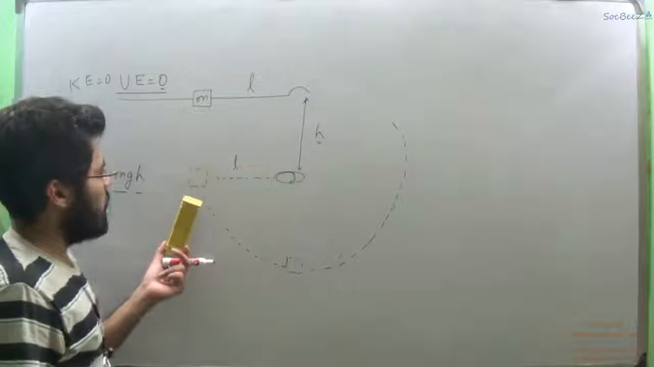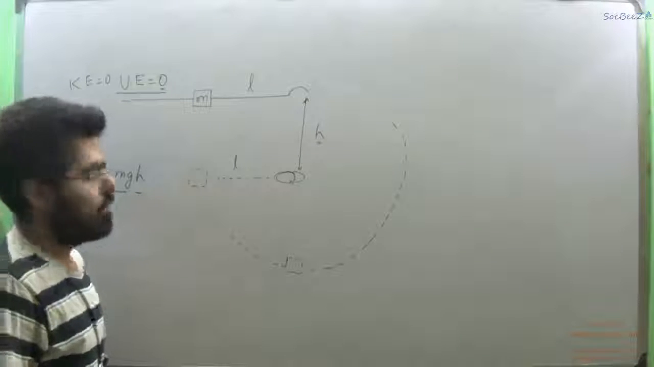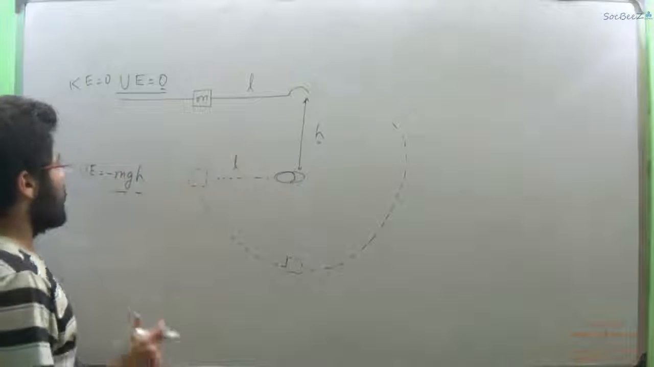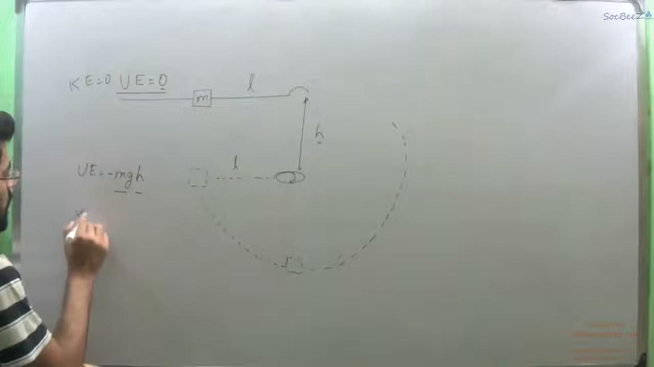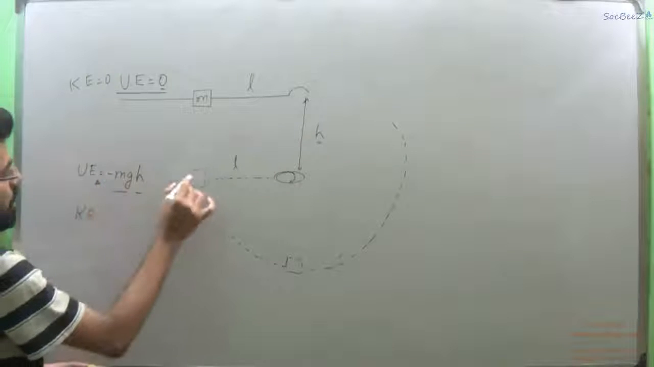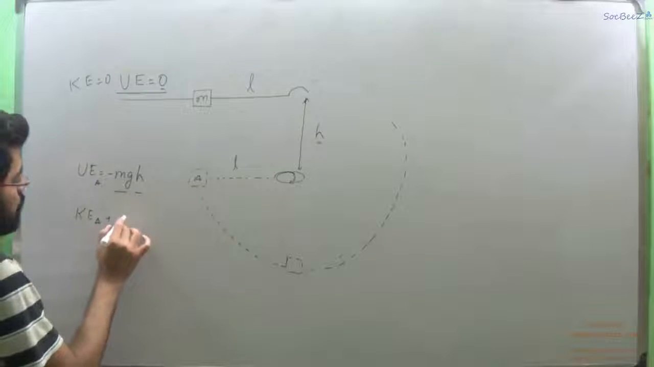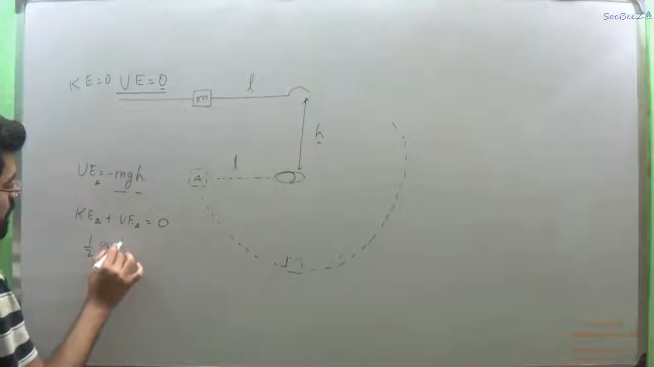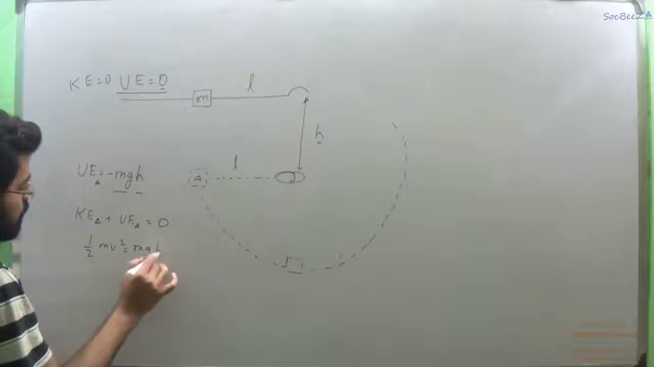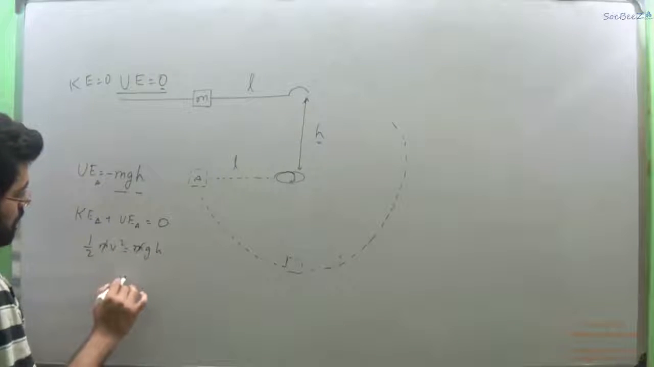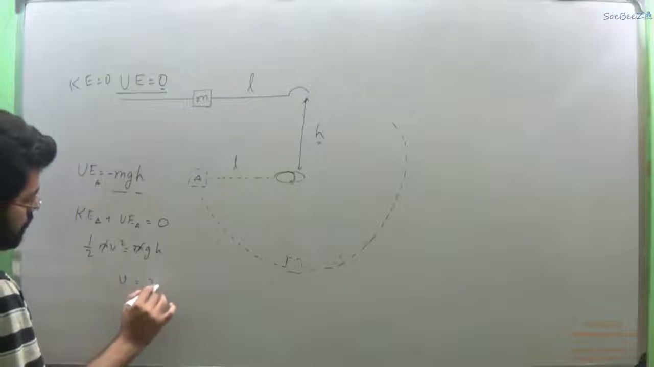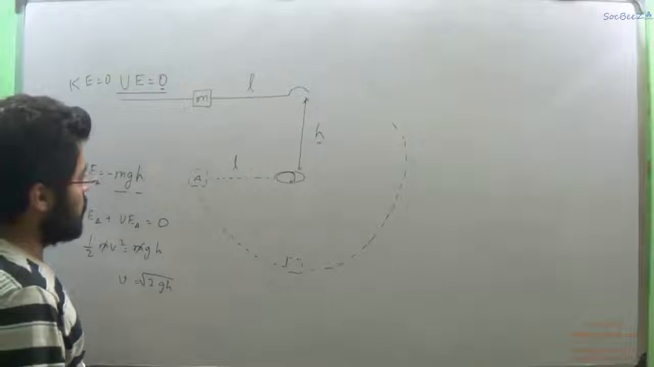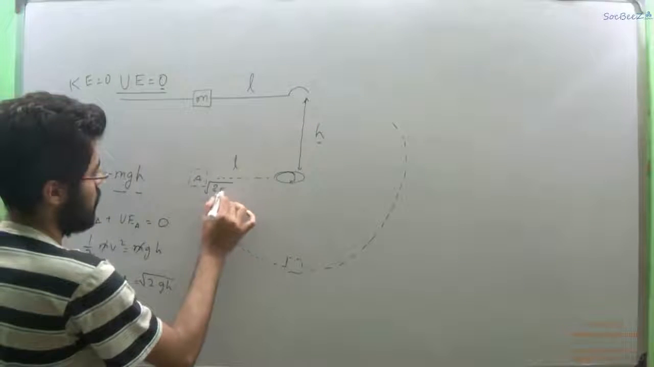Now, at this point, there must be some kinetic energy, because it has fallen down. And what will be the value of kinetic energy? The kinetic energy will be such that, at this point, say point A, KE_A plus PE_A is going to be 0. It means half mv square equals mgh. So v is equal to root under 2gh. So this is the velocity here, root under 2gh.